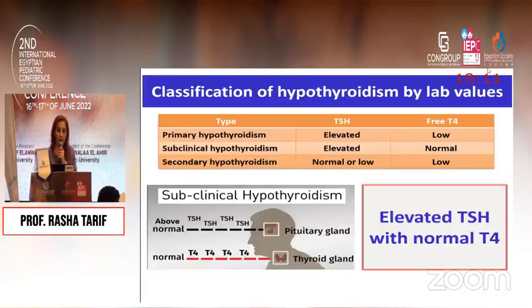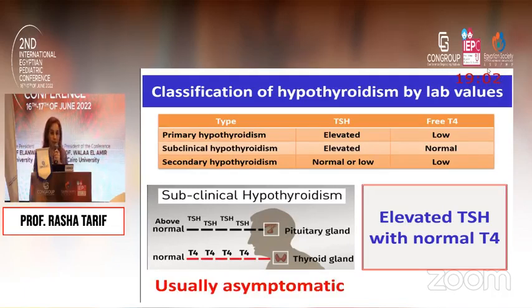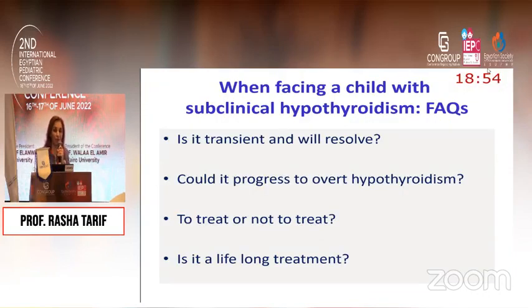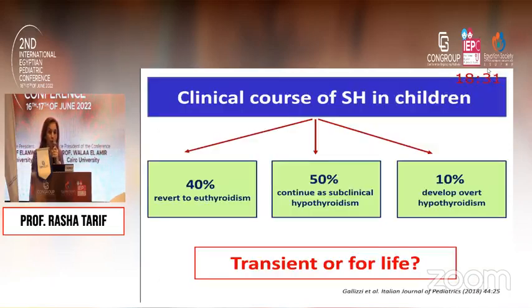النهاردة ان شاء الله. As you know, subclinical hypothyroidism is defined as elevated TSH with normal T4 and it's usually asymptomatic, so it is a biochemical diagnosis. When facing a child with subclinical hypothyroidism, the frequently asked questions by the parents and even in the mind of the doctor are, is it transient and will resolve? Could it progress to overt hypothyroidism, to treat or not to treat? And this is the most difficult question. And finally, is it a lifelong treatment or not?